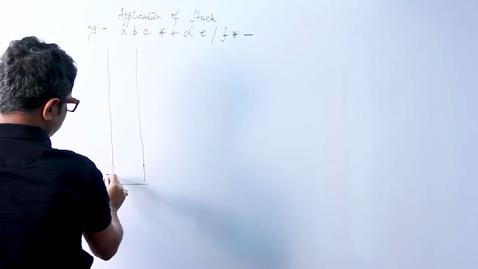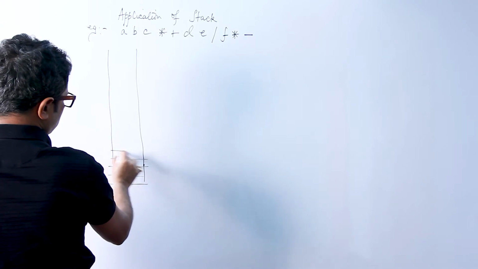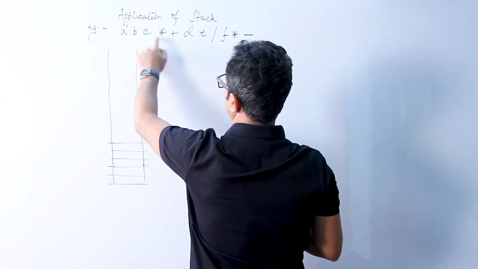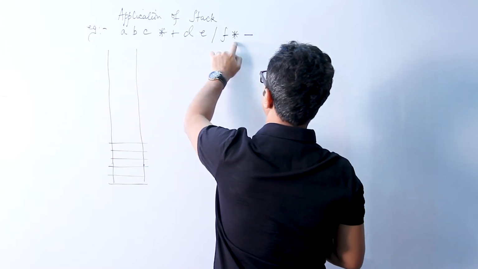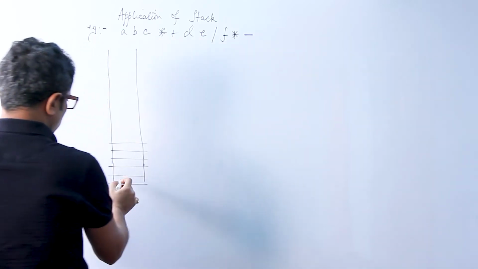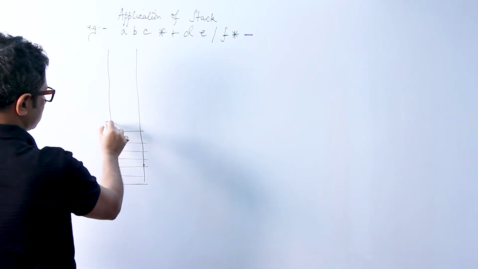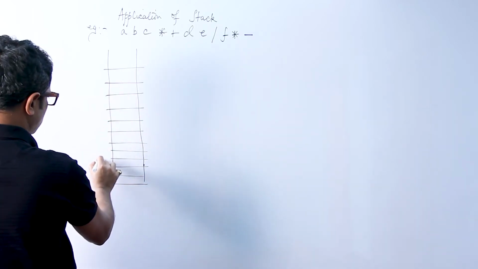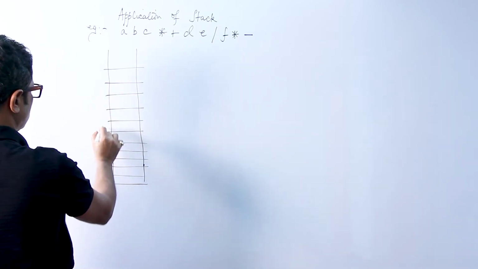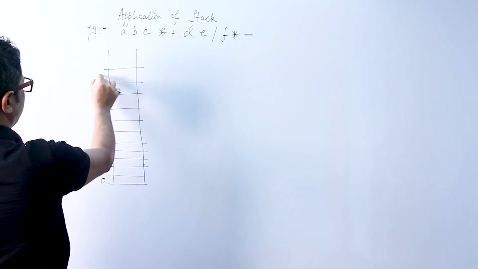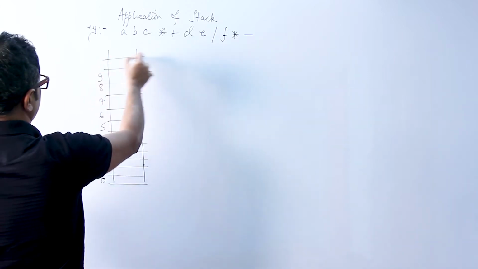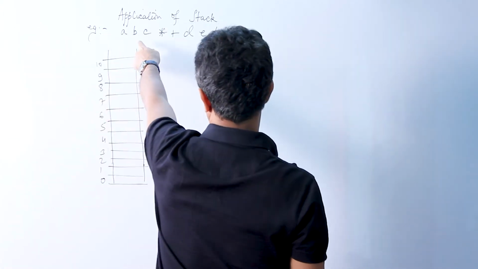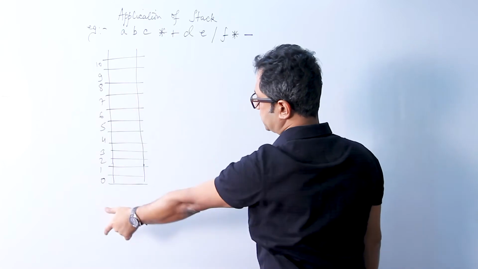Suppose we are going to write this stack from here to here. Let me see how many characters are there. 1, 2, 3, 4, 5, 6, 7, 8, 9, 10, 11. So, 0, 1, 2, 3, 4, 5, 6, 7, 8, 9. Another will be there, 10. So, we have created some space for incorporating these elements into the stack data structure.